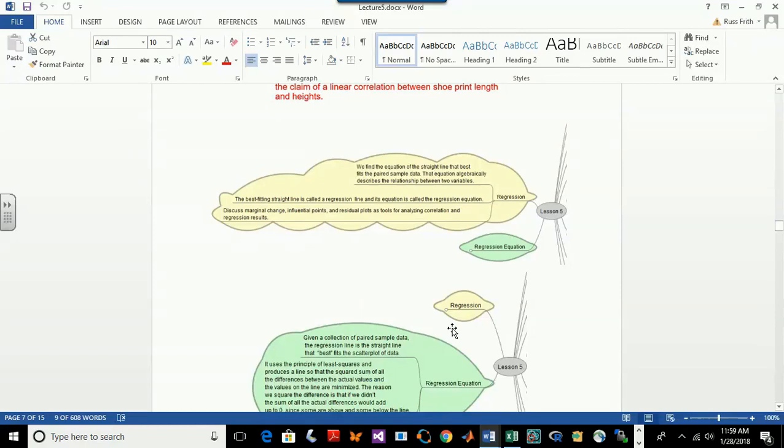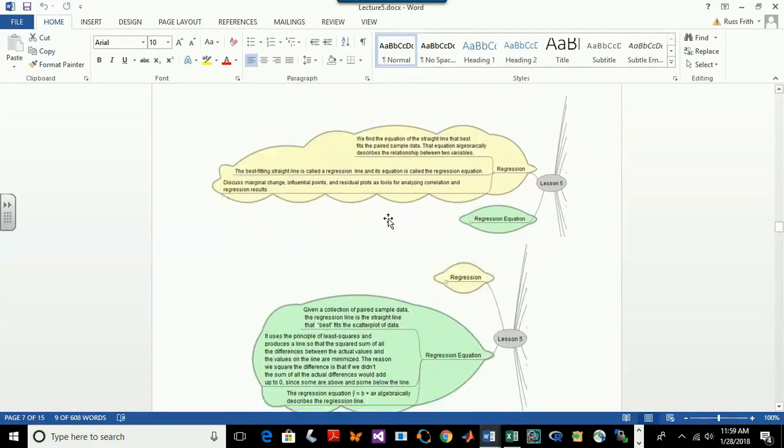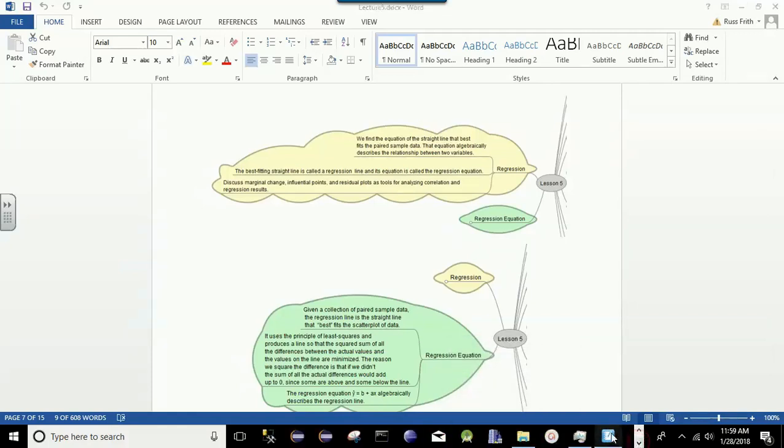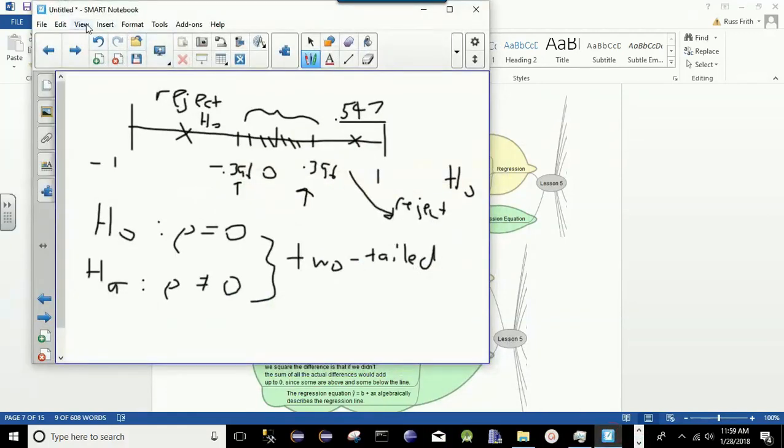So now we go on to curve fitting, or regression analysis. We find the equation of a straight line that best fits the paired sample data. The equation algebraically describes the relationship between the two variables. So what we're going to be doing is we have our xy data, and we're going to be fitting a straight line through the xy data.